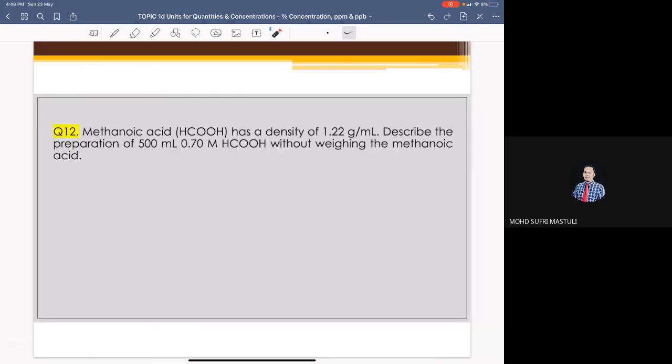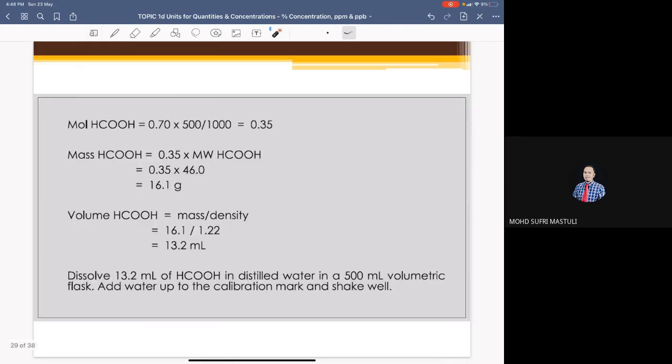Methanoic acid has a density of 1.22 gram per milliliter. Describe the preparation of 500 ml of 0.7 molarity without weighing the methanoic acid. So the answer is given on this slide. You can have a look, and you can try to do the calculation.